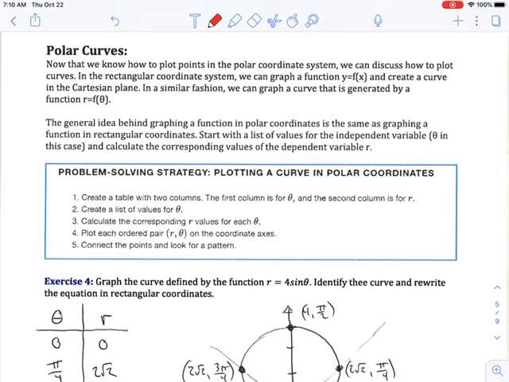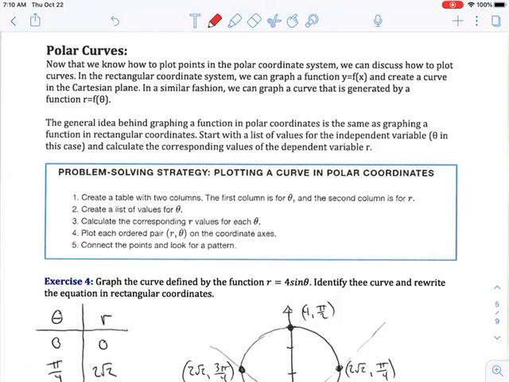In this video, we're going to be looking at polar curves. So the idea behind a polar curve is that we are graphing a polar function using r and theta, much the same way that we would graph a curve that was written in rectangular form with x and y.